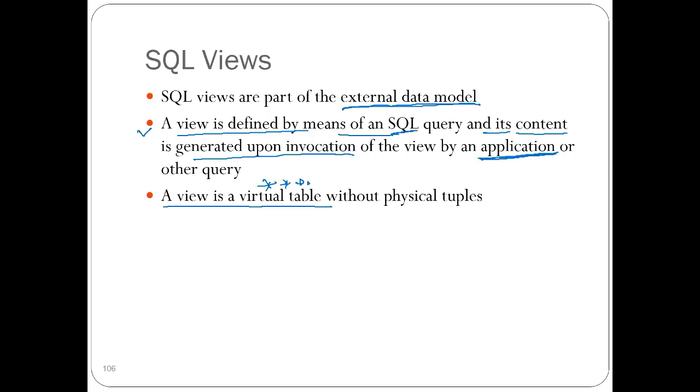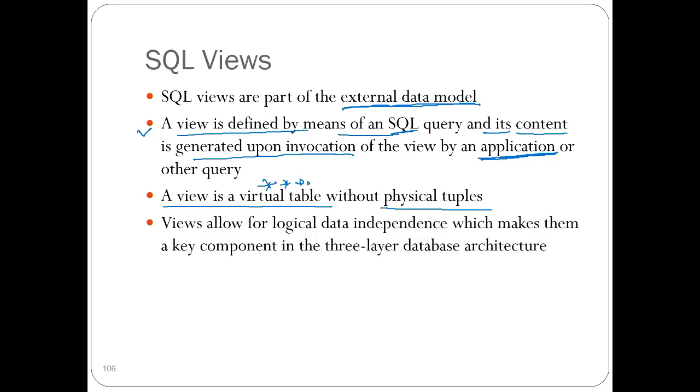A view is just like a method that you write in a program, say Java. Why do we write a method? If there is code that you want to repeat multiple times in your program, you will probably write a method for that, and wherever you want to do that computation, you will simply invoke that method. In a similar way, views are invoked. So views are conceptually very similar to a method that you write in a Java program. A view is a virtual table. It doesn't have the physical tuples stored there like a real table.